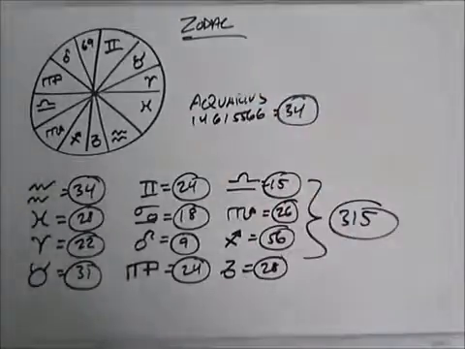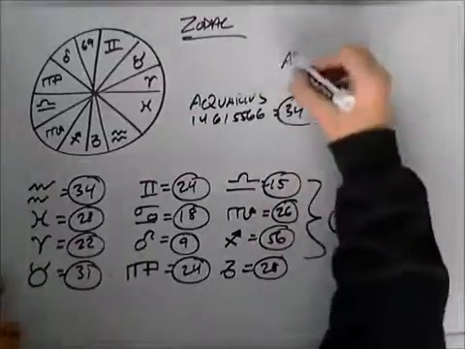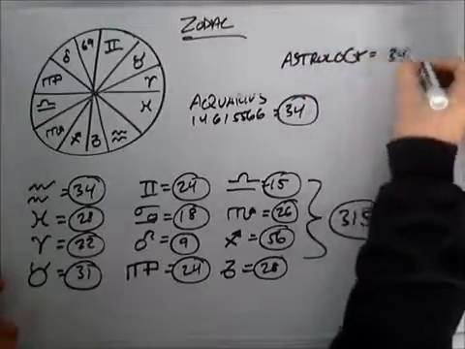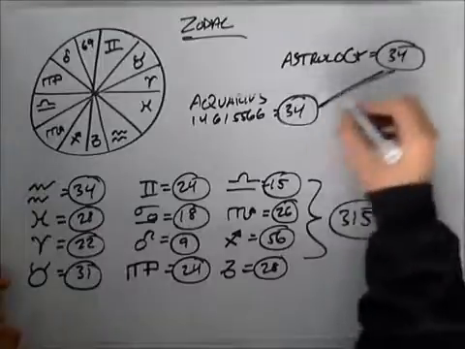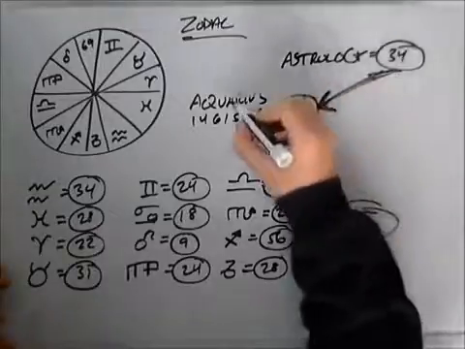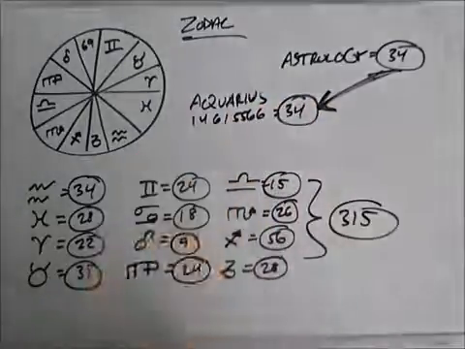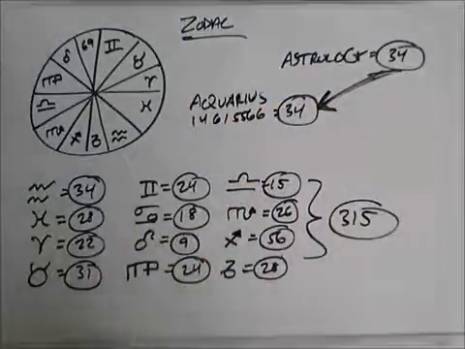One thing to note: astrology, if you remember, equaled 34. And so we have a direct connection between astrology and Aquarius. So there must be something important about the constellation or the house of Aquarius. We're going to see why in just a second.